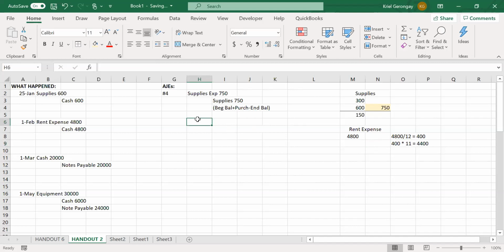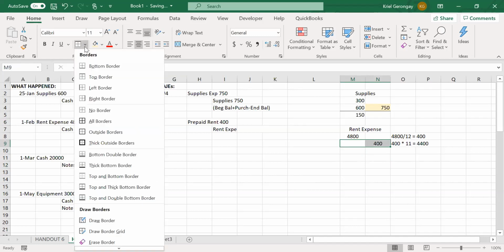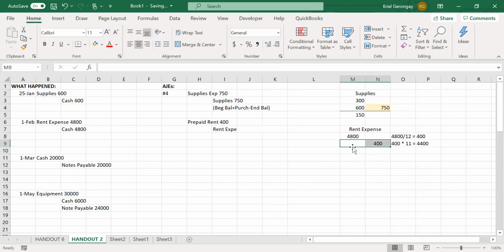So your adjusting entry would be prepaid rent, which is what's left over, your $400, and then your rent expense would be 400. So what I did here is you're going to decrease the rent expense by 400. So then your remainder after that is, I'm trying to make it look nicer for you guys. So what you're going to recognize for the year is 4,400. Does that make sense?